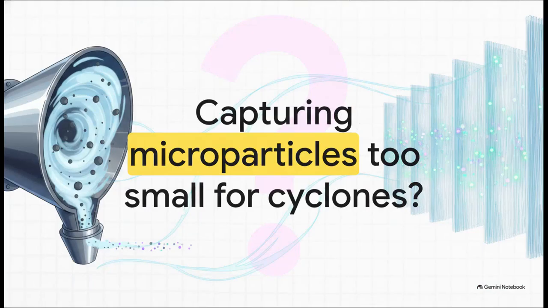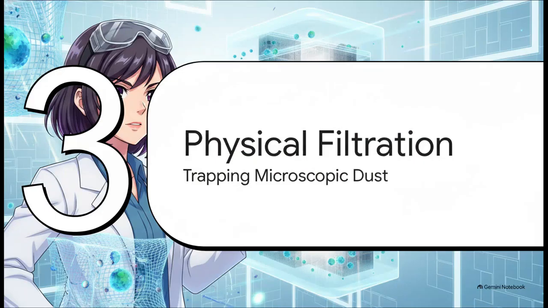Okay, but how do we capture particles that are literally too small for a cyclone to push outwards? Down at a fraction of a micron, even that amplified momentum isn't enough. The particles just flow right out with the air. At this stage, we have to ditch motion and gravity entirely and transition to using physical barriers. Section 3, physical filtration systems.